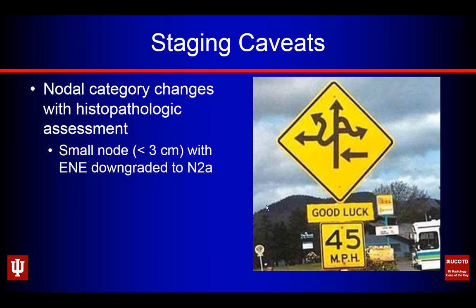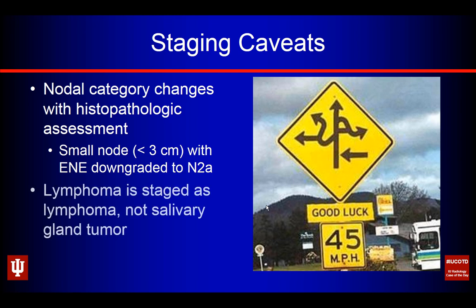Okay, I said there were a couple of staging caveats, and these are only thrown out to make life more confusing, I'm convinced. Once you have histopathologic assessment, if you have a small lymph node, in other words one that's defined as being less than 3 centimeters in size, and it has extranodal extension, they actually downgrade that to an N2A for the small lymph nodes. So that's one caveat. The second caveat to keep in mind is, if this is lymphoma involving the salivary gland, you stage it as lymphoma and not as a salivary gland tumor.